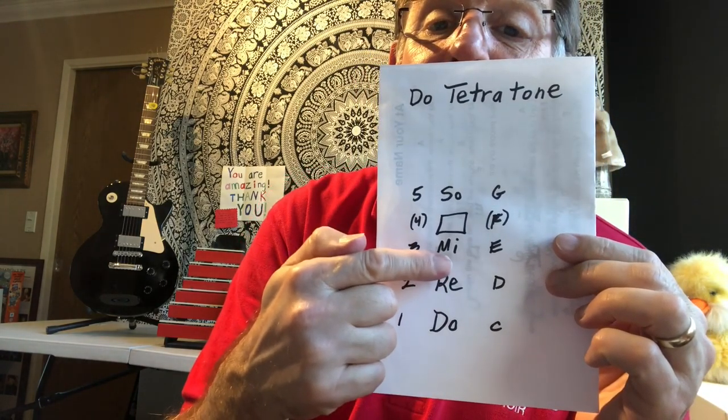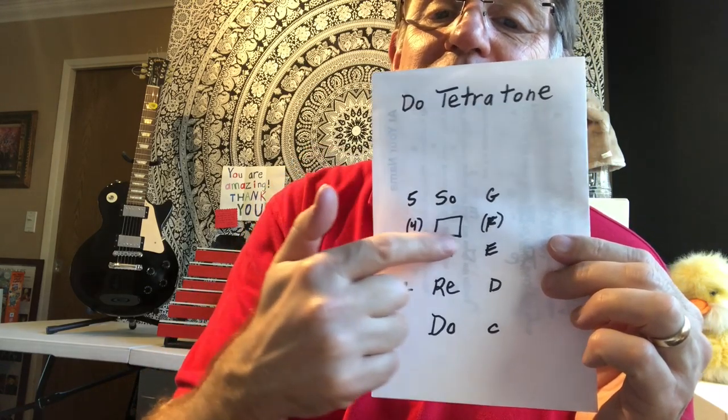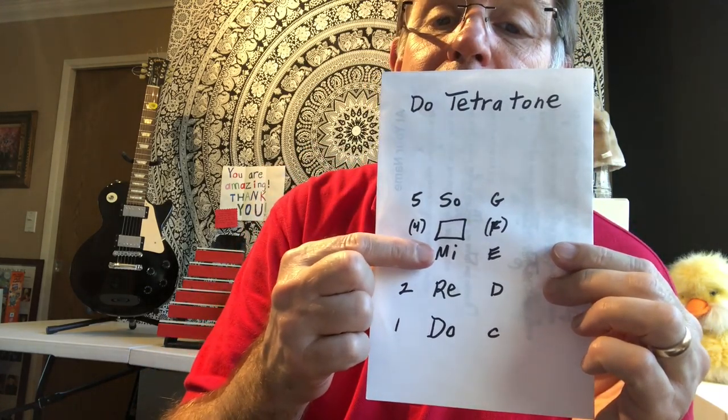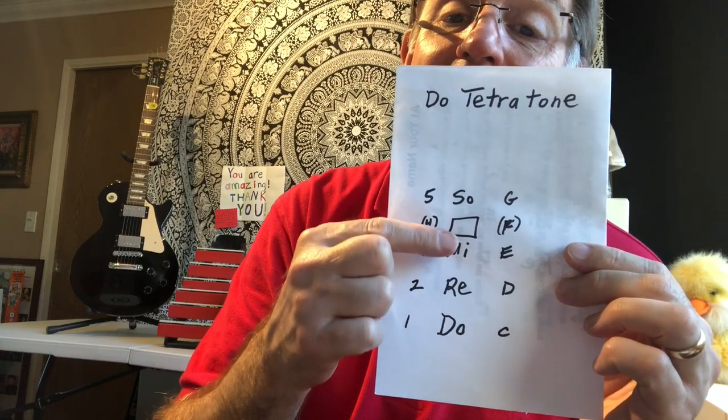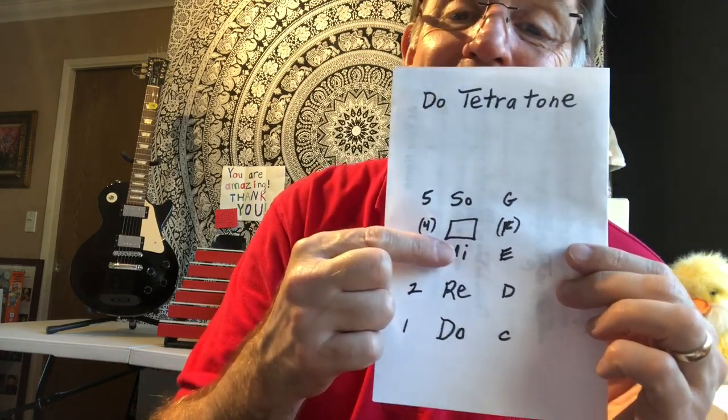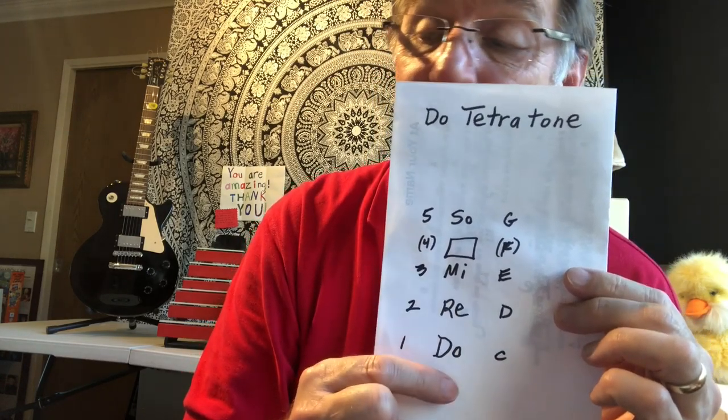Now, I also talked about the do tetratone, but here we have a skip. Do, re, mi, so, there's our skip, we're skipping the fourth degree, like Mary had a little lamb. Mary had a little lamb, its fleece was white as snow.